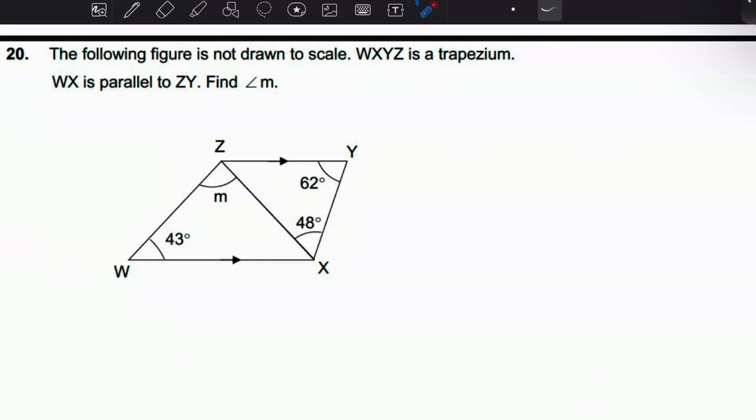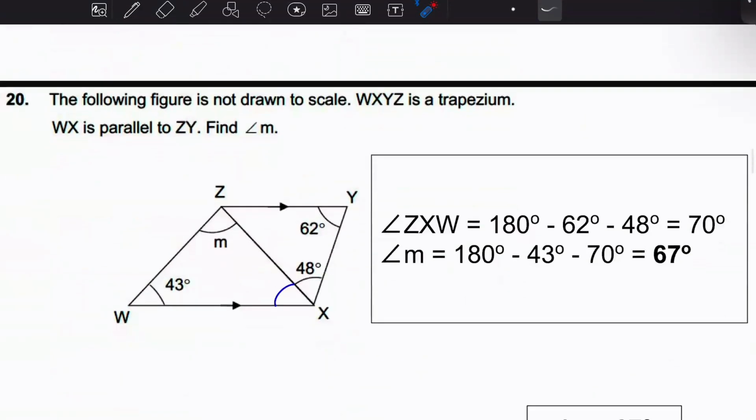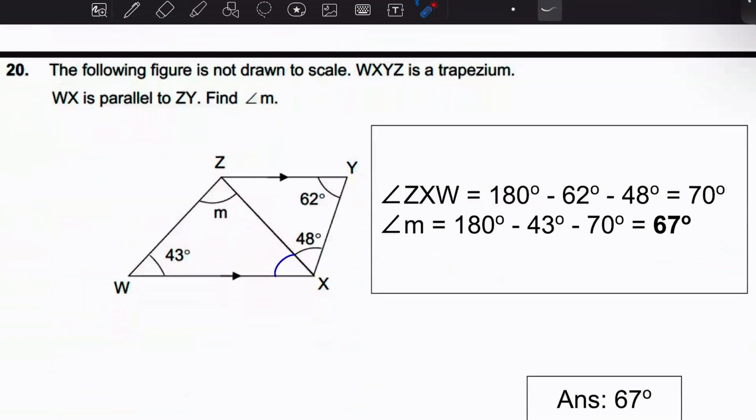WXYZ is a trapezium. WX is parallel to ZY. Find angle M. Based on what they have given us here, we can find that angle ZXW is equal to 180 minus 62 minus 48. You get 70. Why am I allowed to do that?